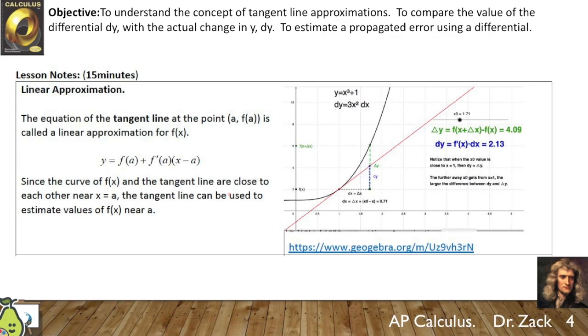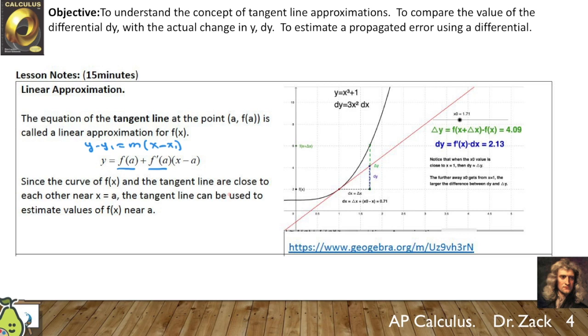The equation of a tangent line is used for linear approximation. You know that you have y minus y1 equals m times x minus x1. Well, y1 is your function evaluated at a. F prime at a is the slope at that point.